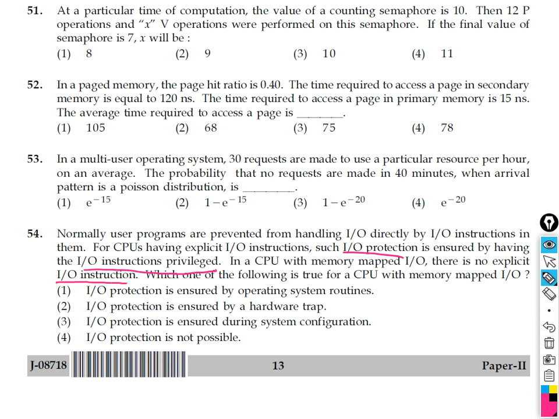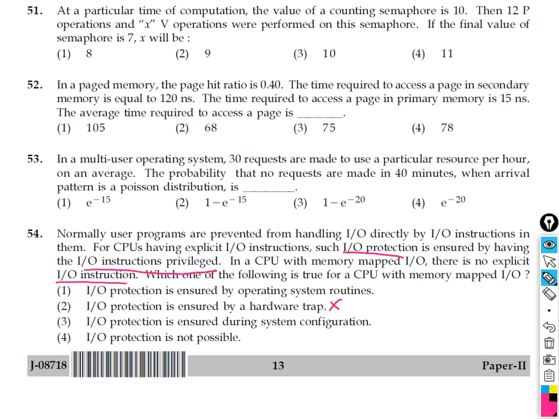Then who is going to take care of the IO instructions? So the first answer is IO protection is ensured by operating system routines. Let us come to this answer afterwards. The second answer is IO protection is enabled by a hardware trap. This is wrong because if IO instructions are privileged, then we are going to have a hardware trap.